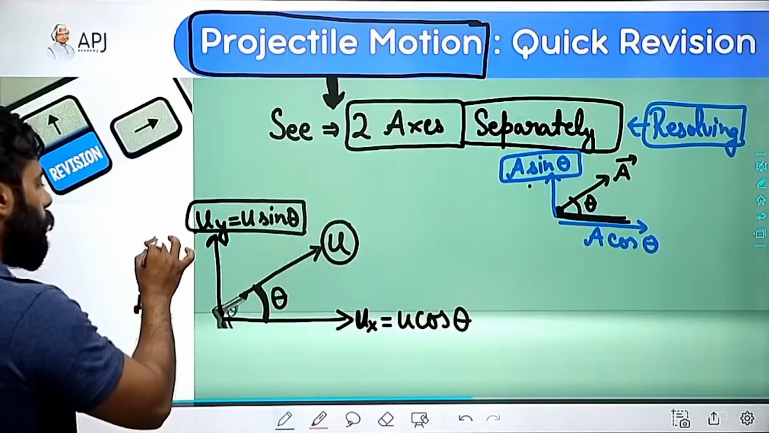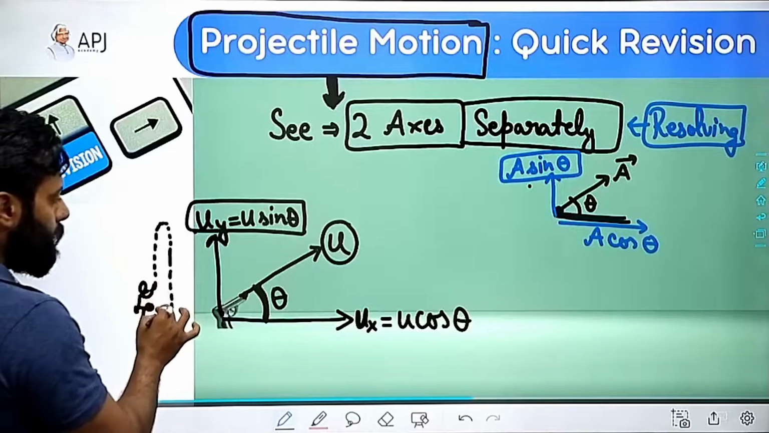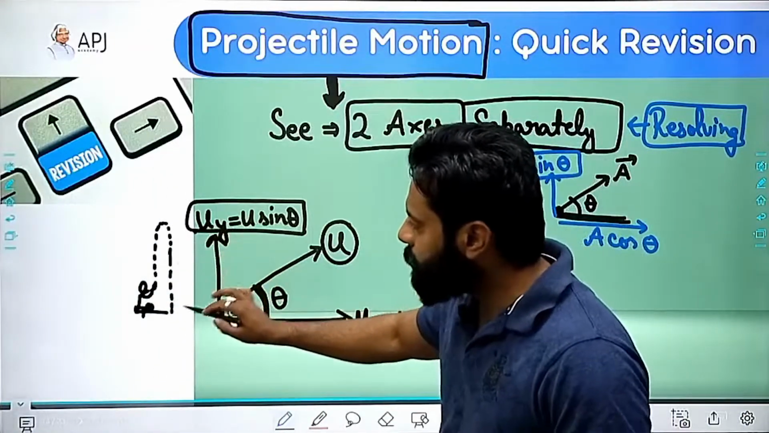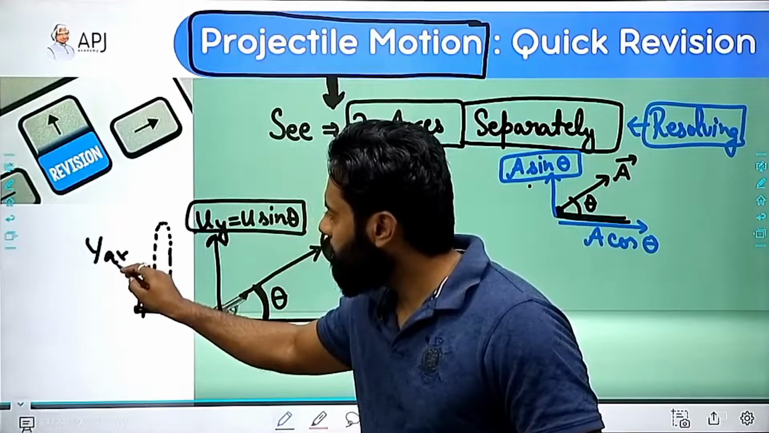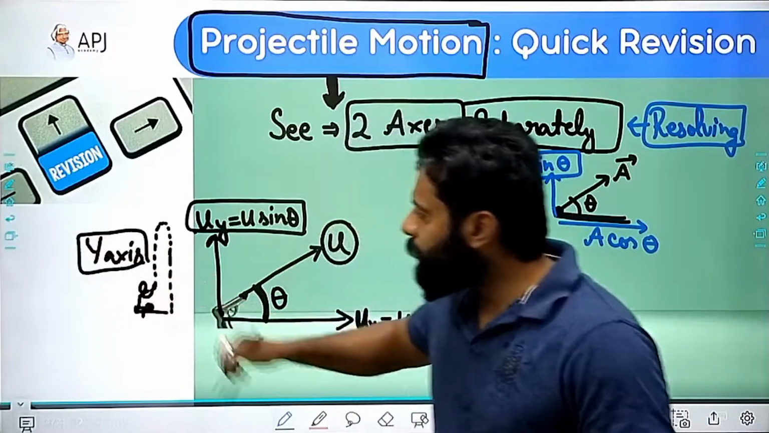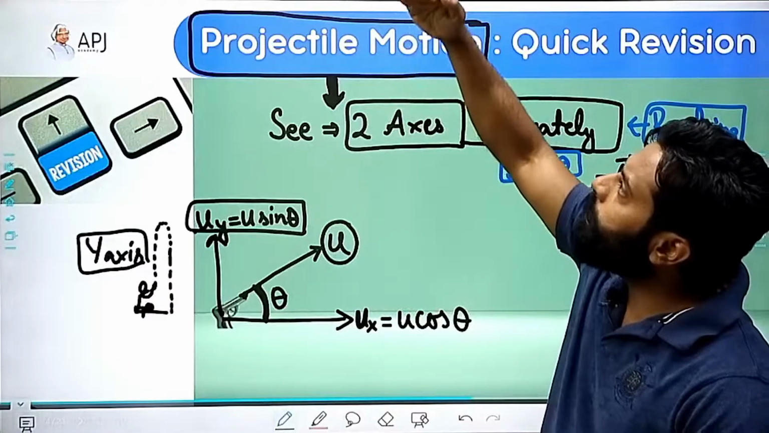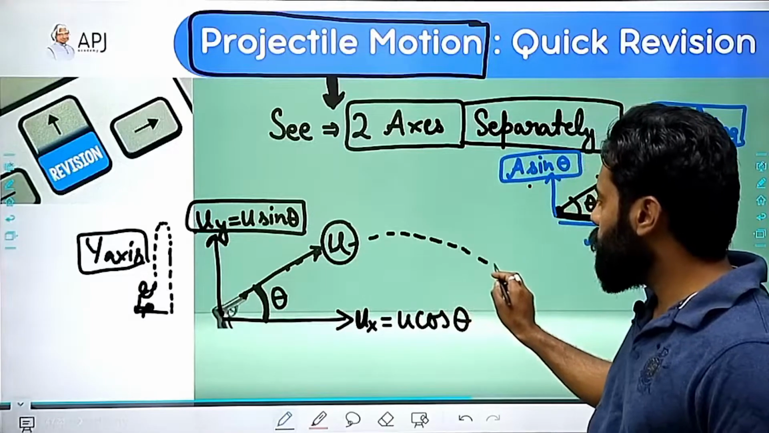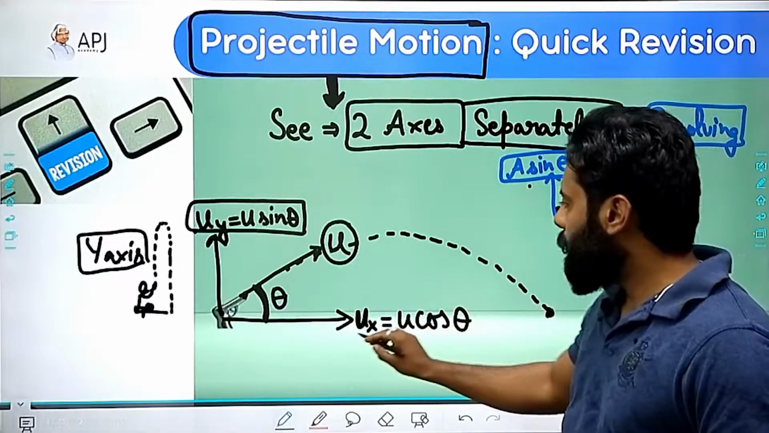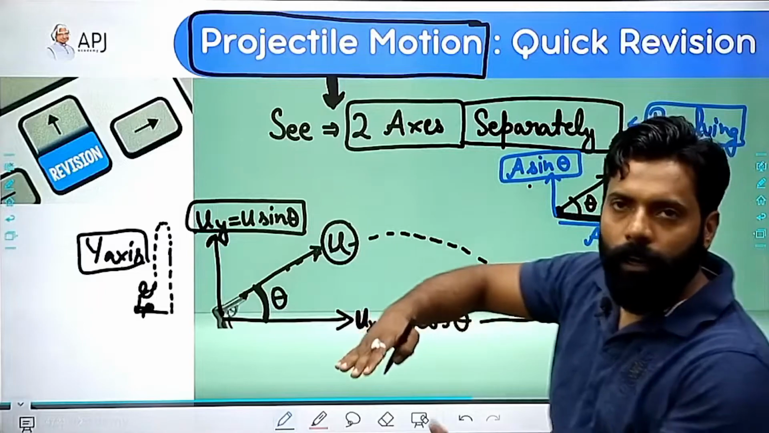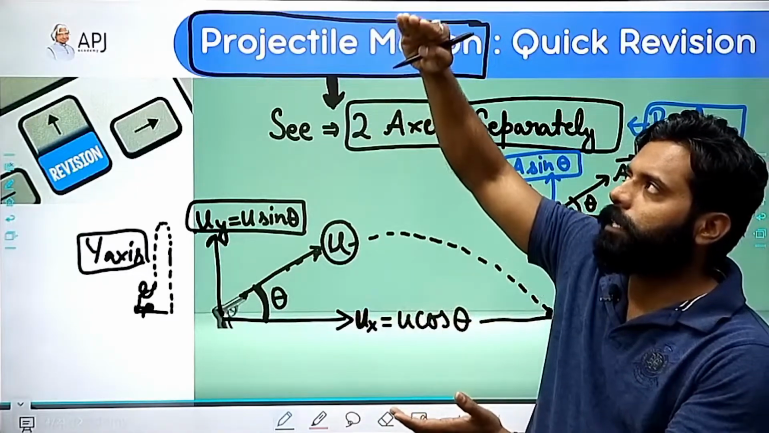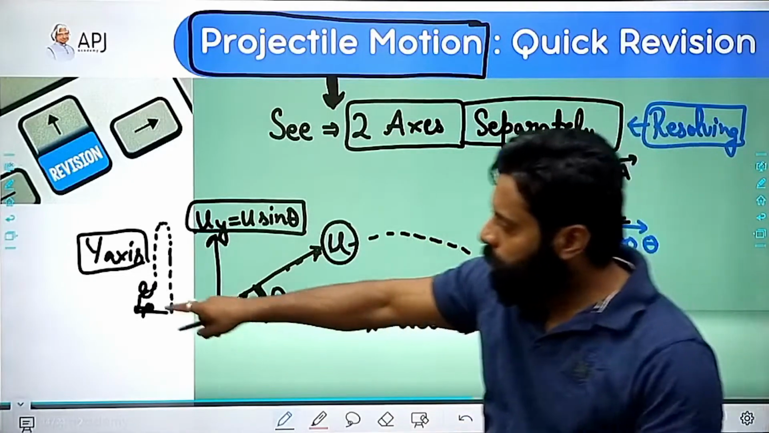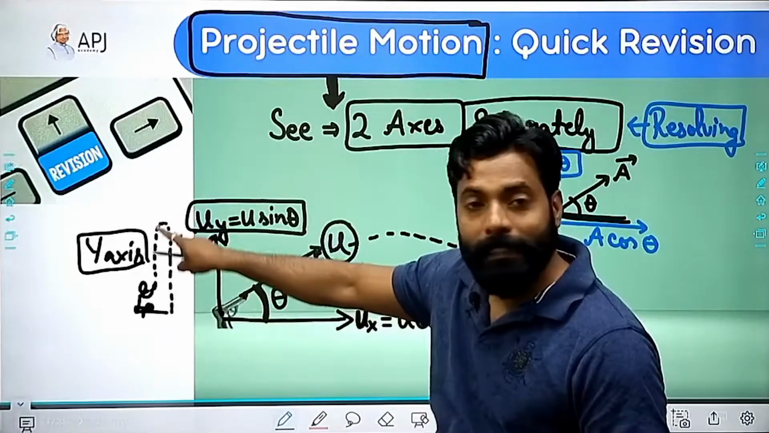I am throwing a ball upward and it is going downward, isn't it? If I am seeing this along the y-axis, then the motion will look like the object is going up, then going down. The object is going through this path, but if I am seeing from here, I'll see the object takes some height, then it comes down, down, down. So the motion of the object will be like this, isn't it?